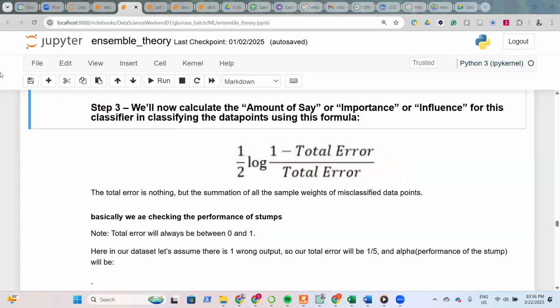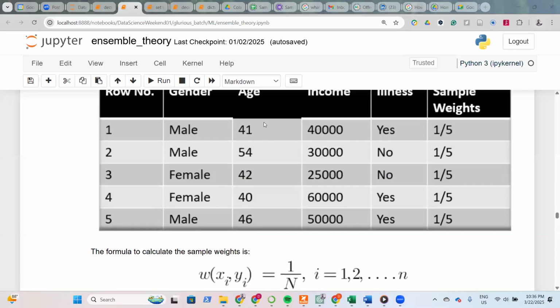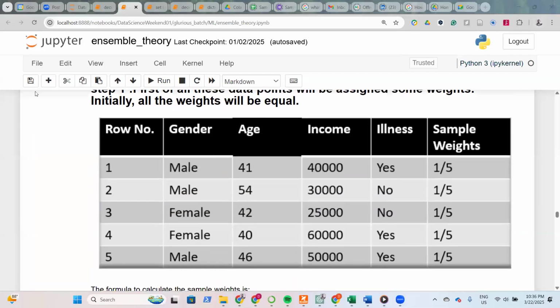Assuming in this our data set only one record was misclassified, just assuming that M1 classified every other record. They classified this one well, this one well, this one they did not classify well, and this one well. So how many misclassification errors are there? One. Only one. So that's what we refer to as the total error. And what is the weight of that record that has been misclassified? 1/5.